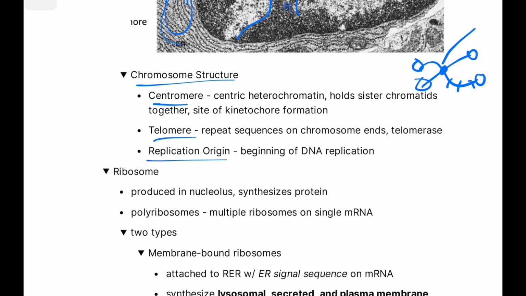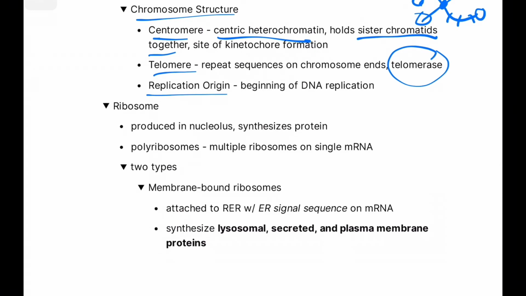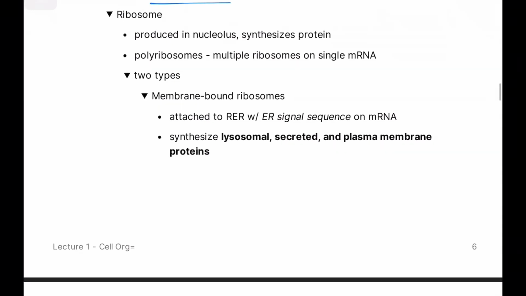So do you have to know that it's a centric heterochromatin? I don't think so. It holds sister chromatids together. That you already knew, but that's probably what I would remember, right? And then telomeres here, they're on the ends. They have telomerase, right? To elongate those telomeres. You have your replication origin. I mean, if you don't know what that is, I don't know what you're doing in medical school, right?